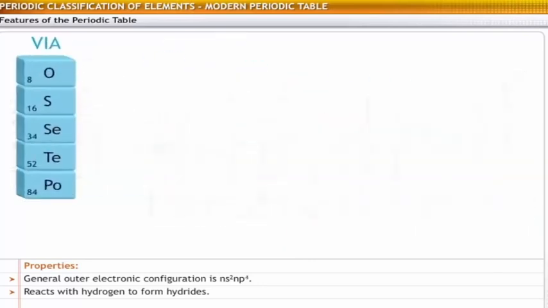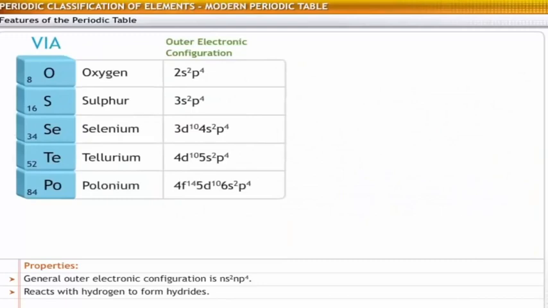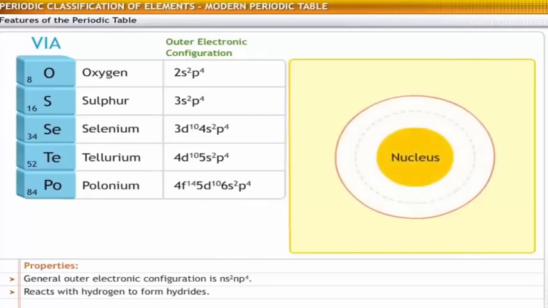Let's now consider group 6. The elements of group 6 are oxygen, sulfur, selenium, tellurium, and polonium. These elements contain 6 valence electrons, and hence their general outer electronic configuration is ns2np4.